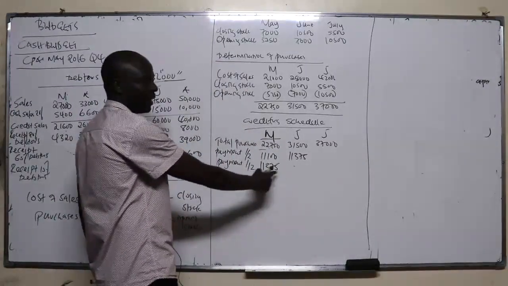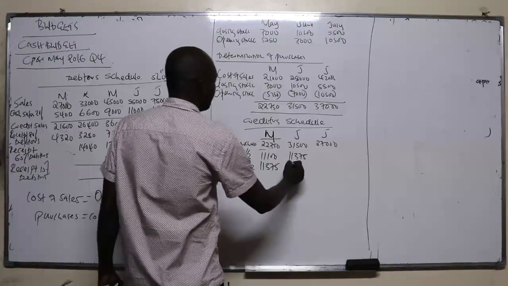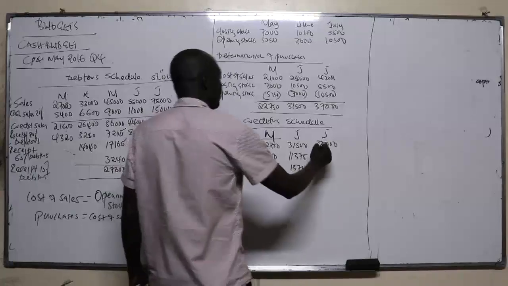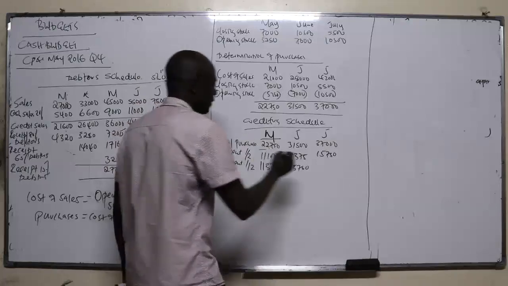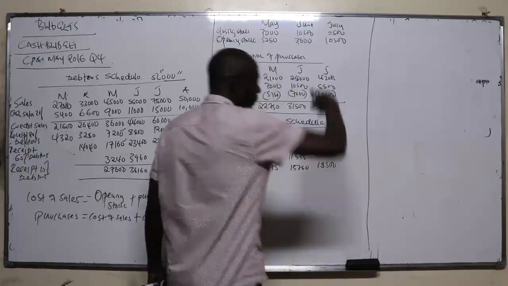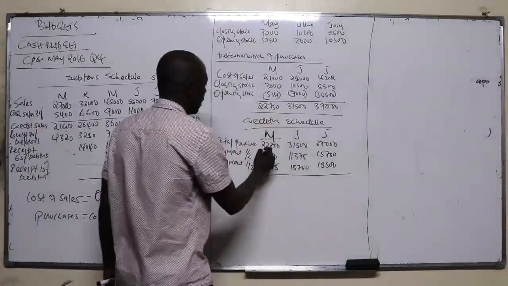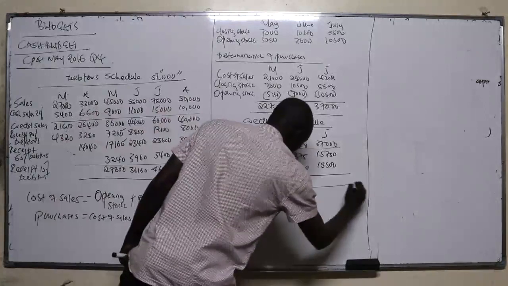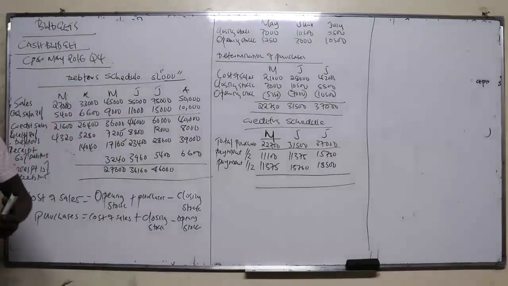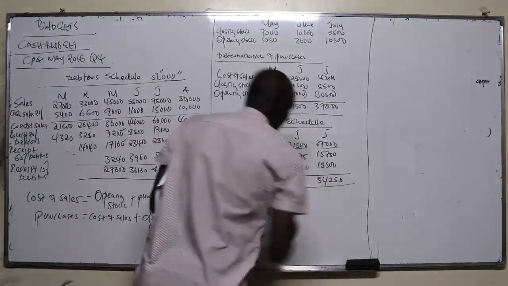So this one is paid a half here. And then you're going to pay a half of this one here. How much is that? And then the other half here, isn't it? Half of this one is 18,500. The other half will be paid outside the budget period, isn't it? So the total payment will be these two figures. Add these two figures. That is the total payment in the respective months within the budget period. 34,250. So that is the payment in July.